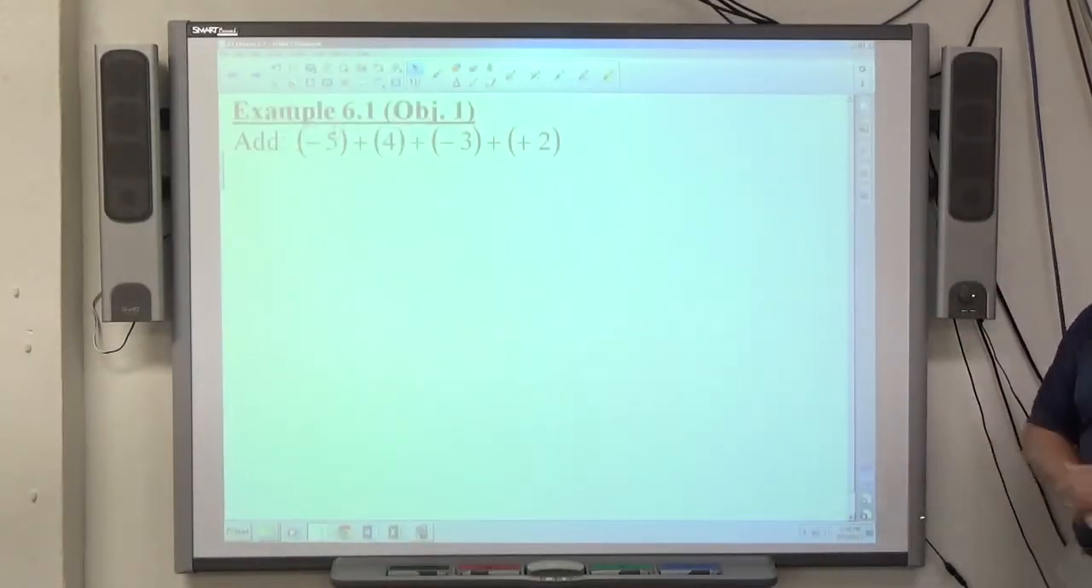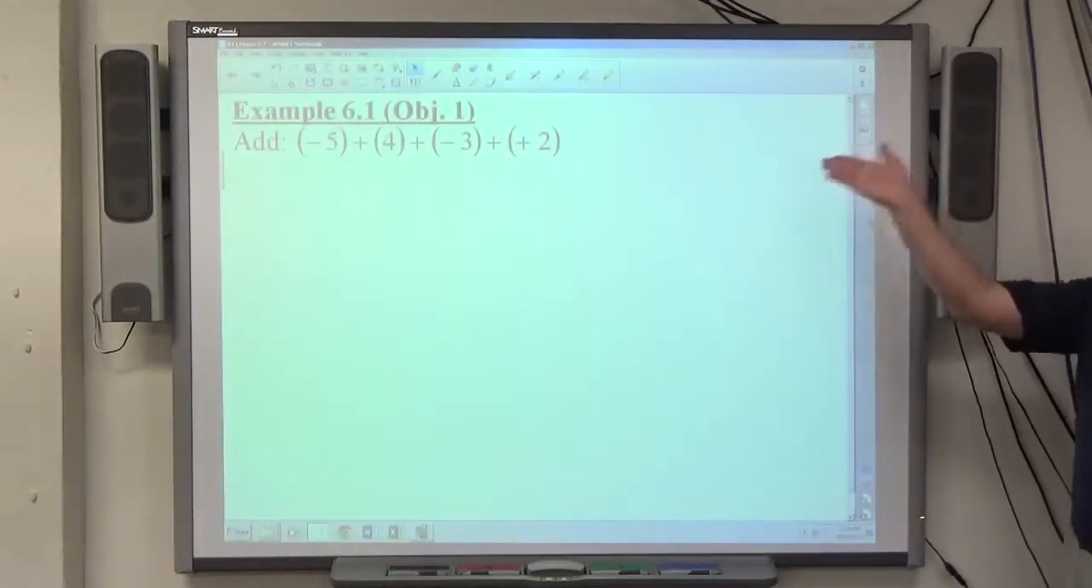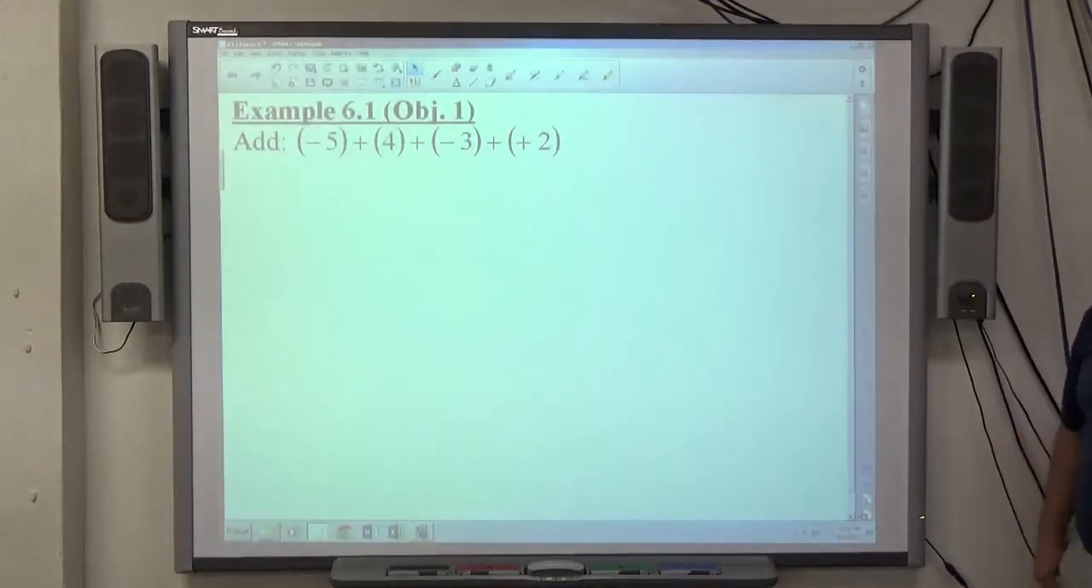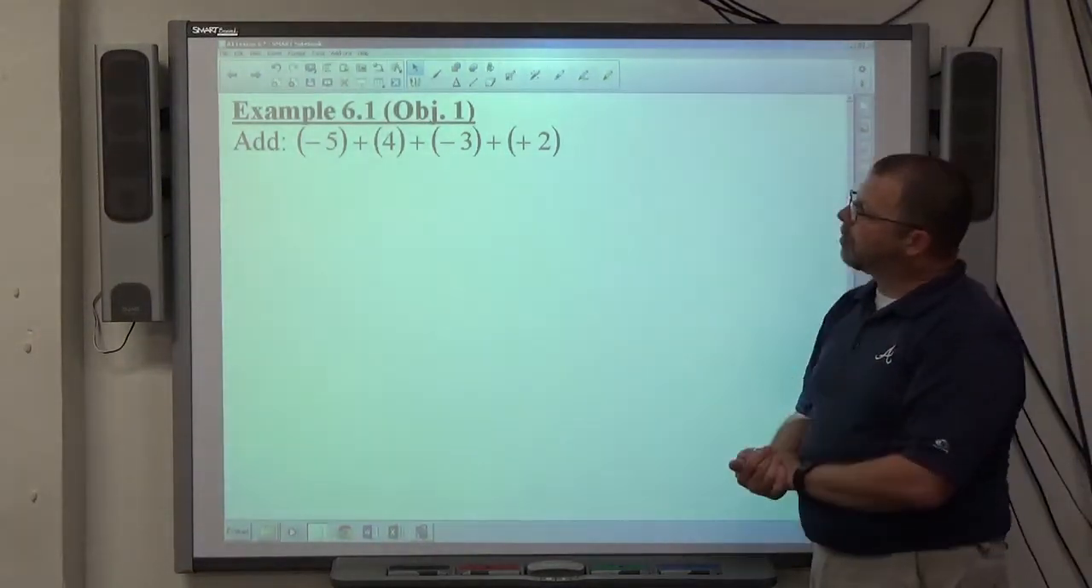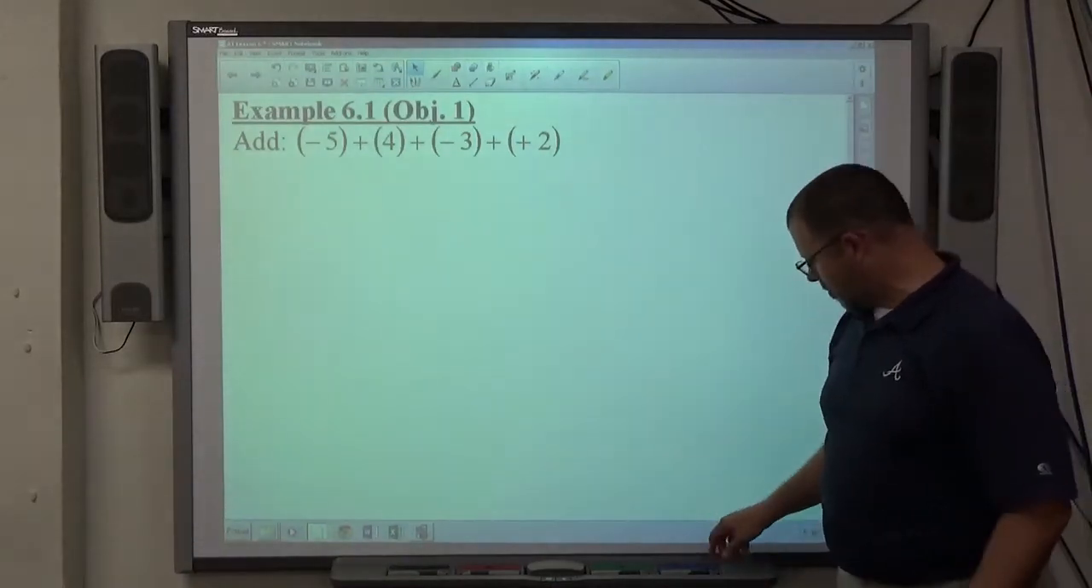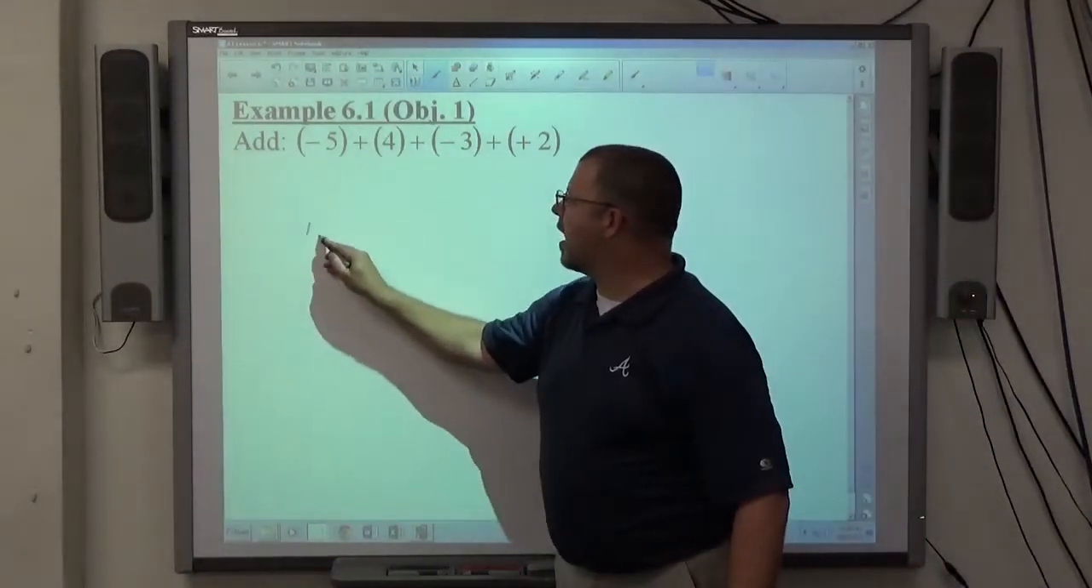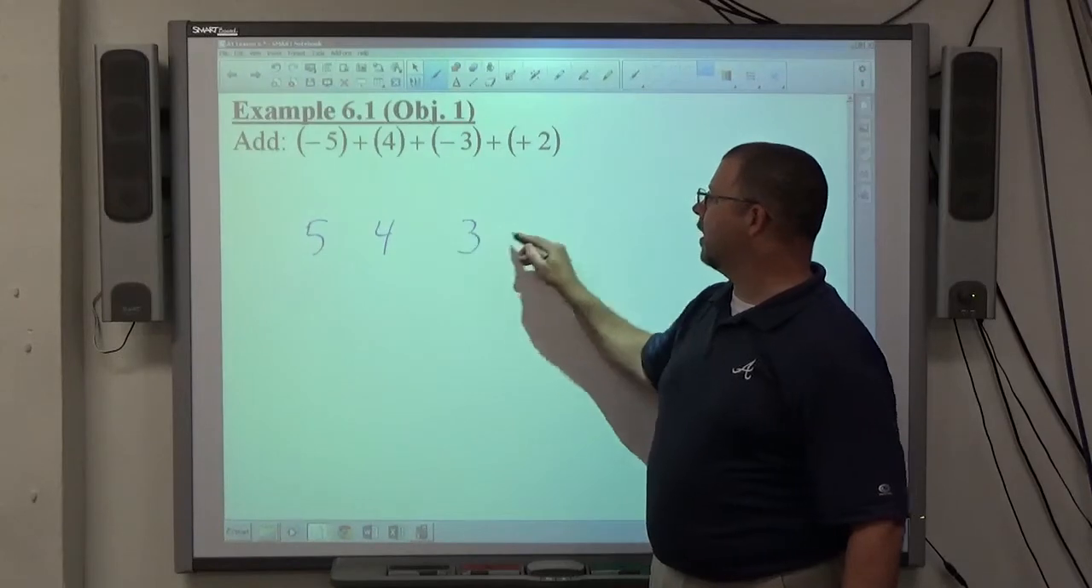So, here it goes. Example 1. This is what the problems will look like. Negative 5 in parentheses, plus 4 in parentheses, plus negative 3 in parentheses, plus positive 2 in parentheses. The numbers are 5, 4, 3, and 2, right?